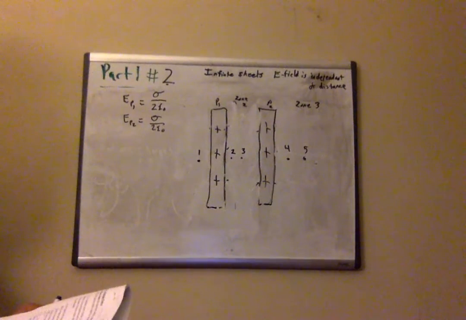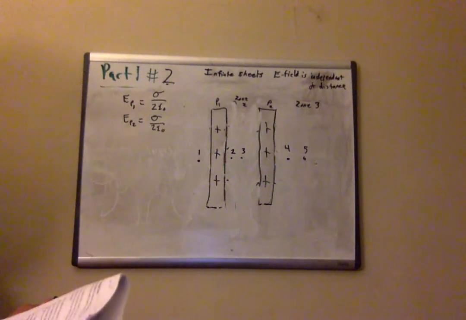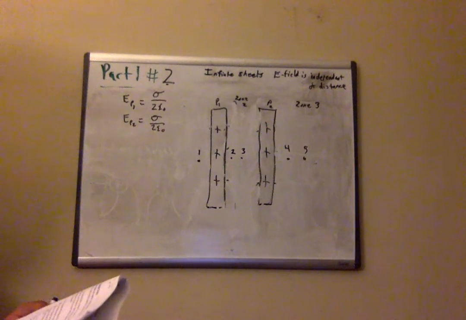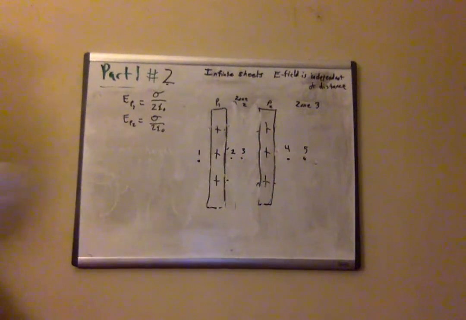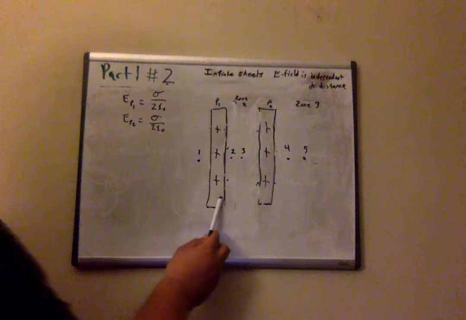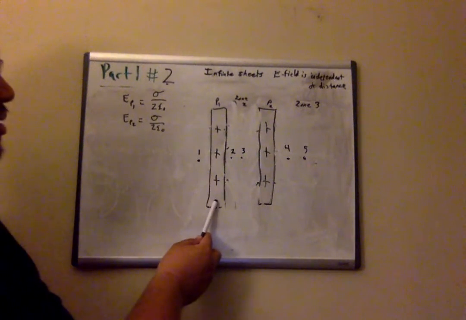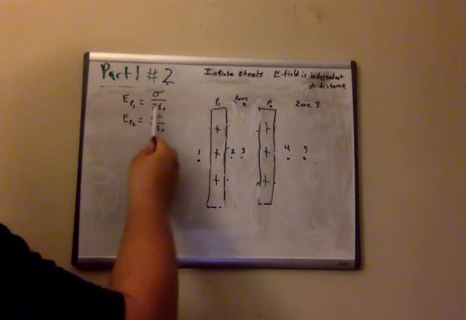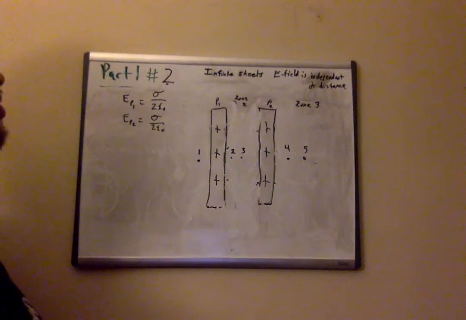Okay, so this is actually another explanation for part one, number two, the one with the two large insulating plates. Now, another way to look at it is the net electric field from this plate is going to be equal to the charge density over 2 epsilon naught.